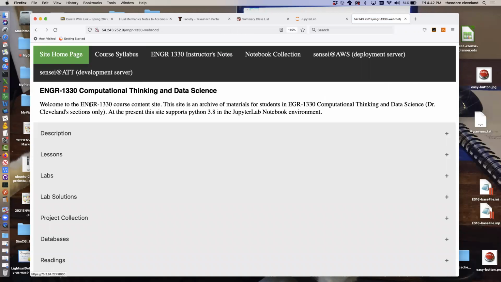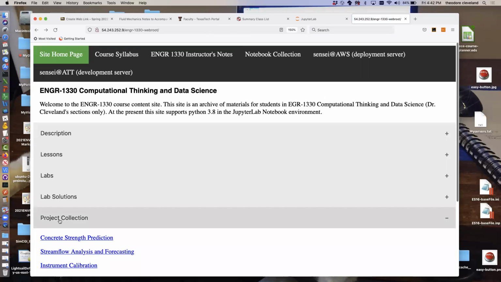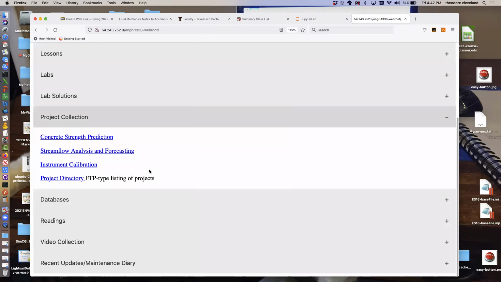Projects. Project collection. So there are, looks like, three. These are the three we're going to stick with. If you go and click on them right now, the dates are going to be wrong. One of them is concrete strength prediction. You've actually seen the database already earlier. And we go look at what one of the projects looks like.